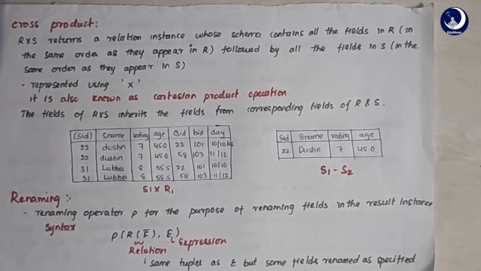So let's look at the syntax that we use. The renaming operator is R of f dash comma e. Here e is an expression containing the operator and the attributes, like here we are going to have S1 cross R1, which is our expression, and in this R of f, in this f we are going to have the new names that we want to allocate to the old names. So here the relation is the same tuples as E, but with the fields renamed as specified, right? We are just renaming some of those fields. The entire relation will be the same, right?